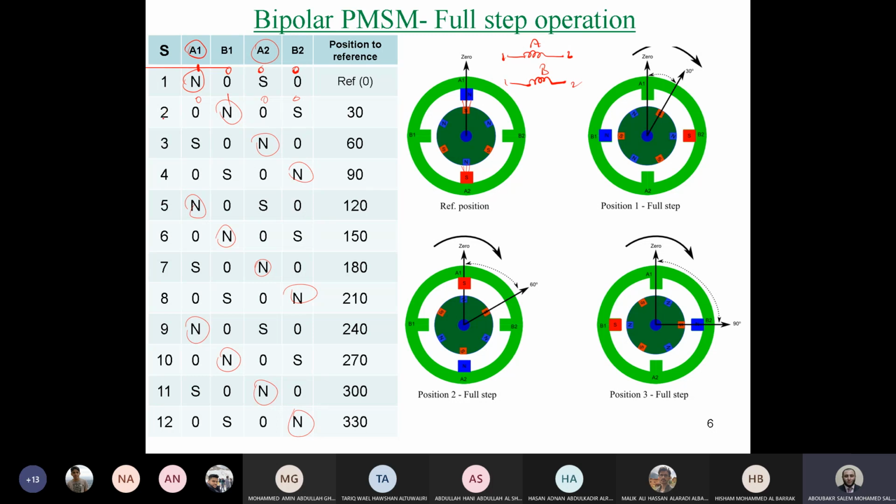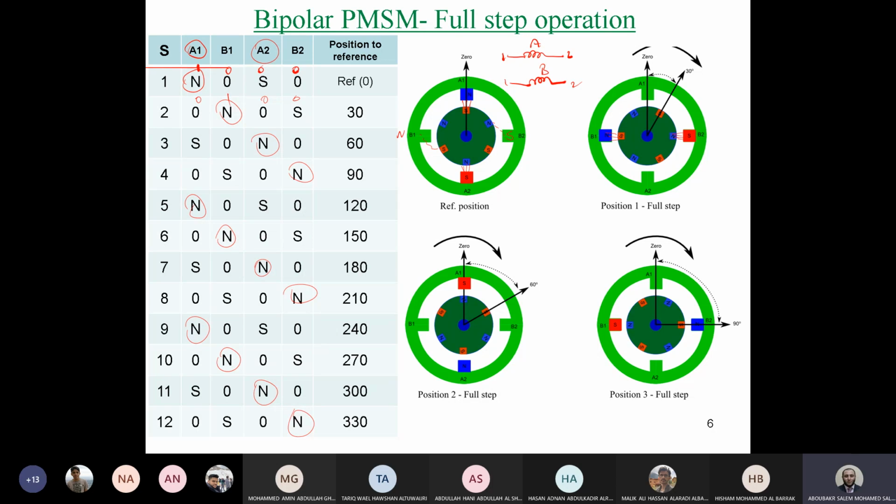If you apply the second pulse B1 N, this means B1 here will be N. So this N will interact with this S. And by the same way, if this one is N, the opposite tooth has to be S. So it will also interact with this N and rotate this rotor by 30 degrees to be like that. So this is the second position. And as you can see, the rotor is also coupled from two sides.